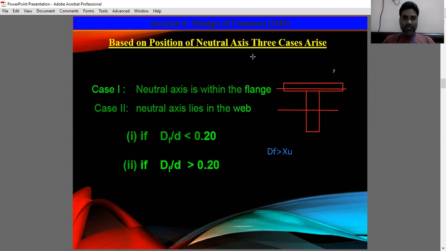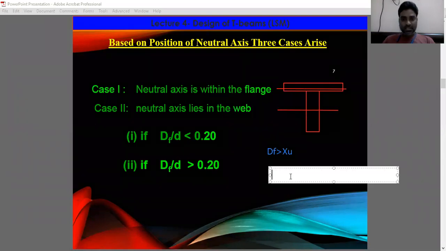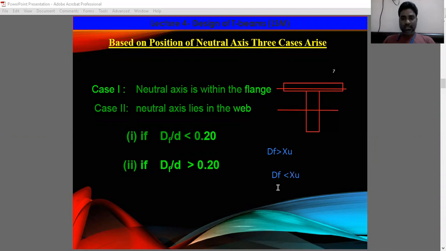If the depth of the flange Df is less than xu, right? That means the thickness of the flange is less than the depth of the neutral axis, then the neutral axis is within the web. So there are two different methods. If the neutral axis is within the flange, the moment of resistance calculation is different from when the neutral axis is within the web.